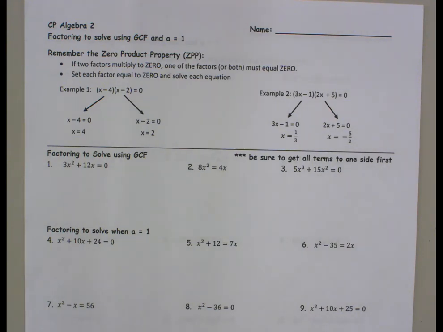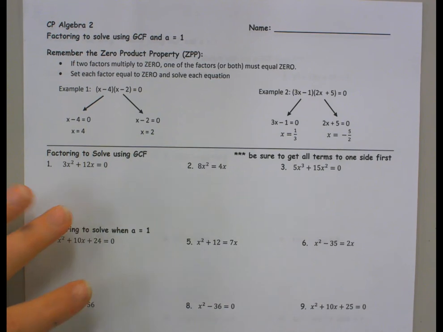All right, so for this video, we are talking about factoring to solve using GCF and trinomials where a equals 1. So we've kind of already talked about factoring a little bit, but we can actually use factoring to solve quadratic equations. And the reason we can do that is because of the zero product property.